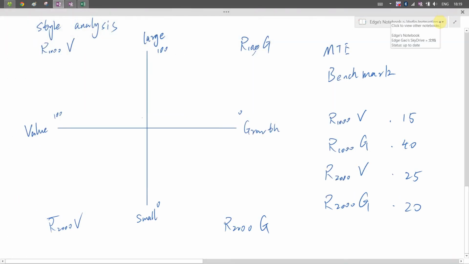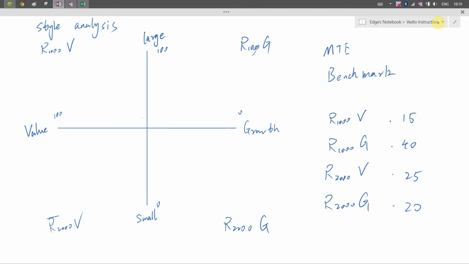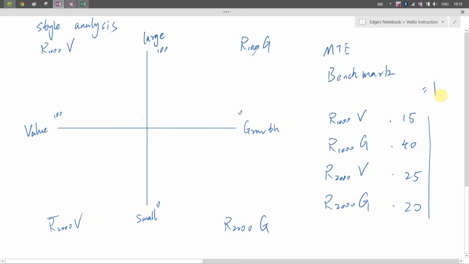The problem right now is this map. This map actually got a lot of people confused. My major topic of this video is to tell you how to draw this map. Let's assume the weights toward these four benchmarks are like this, and they sum to 1. That's obvious. And how do we draw that?